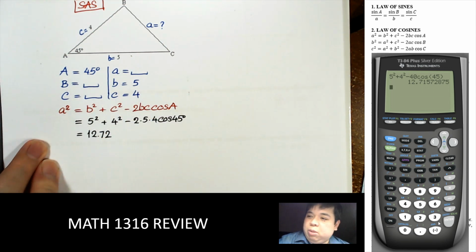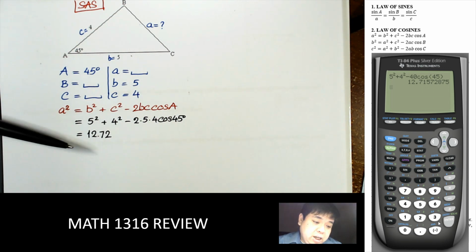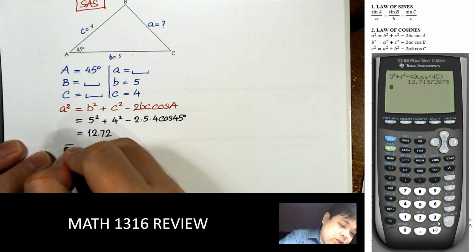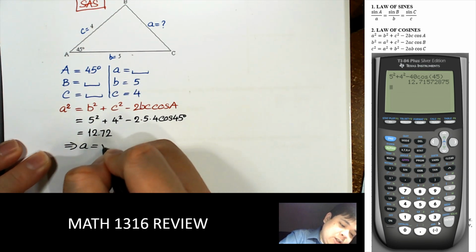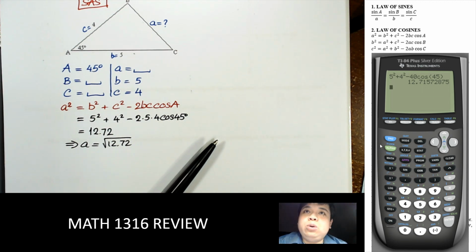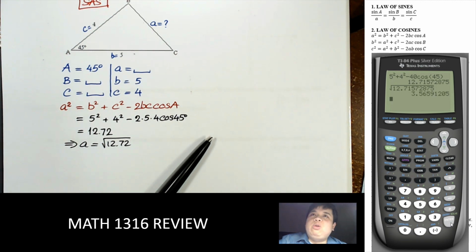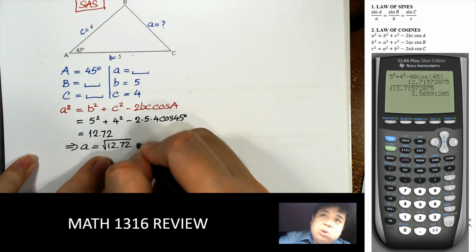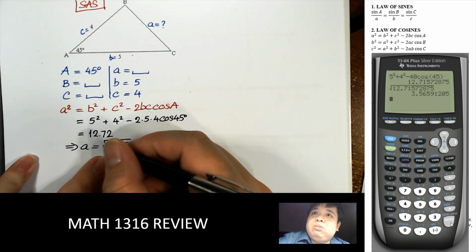Alright, we'll check the whole number. Remember, this is a squared, not a. So to get a, we take the square root. So we take the square root of that number. Copy and paste. 3.56. Round the answer to the nearest tenth. So 3.6.